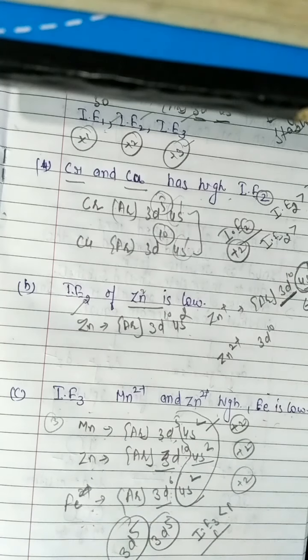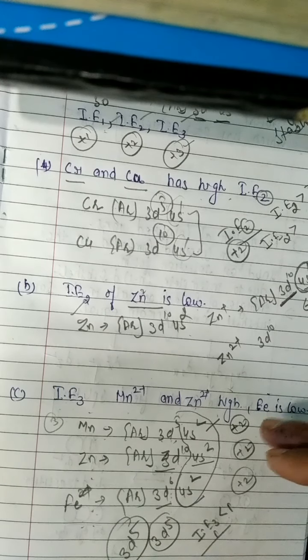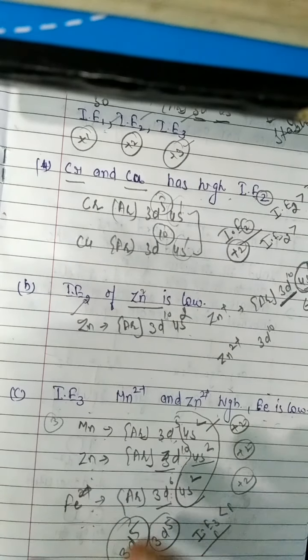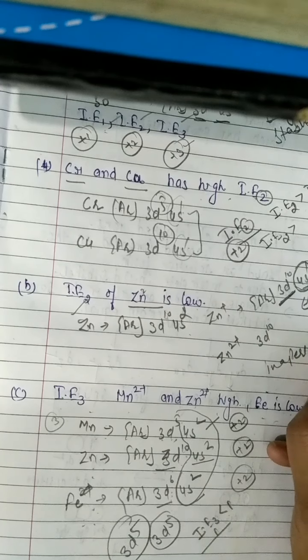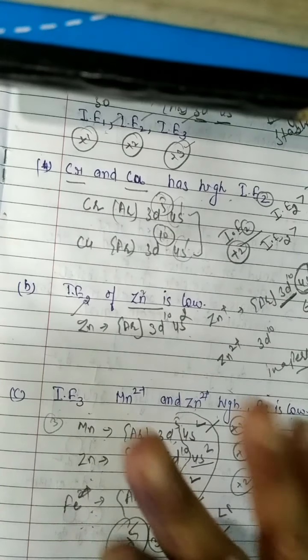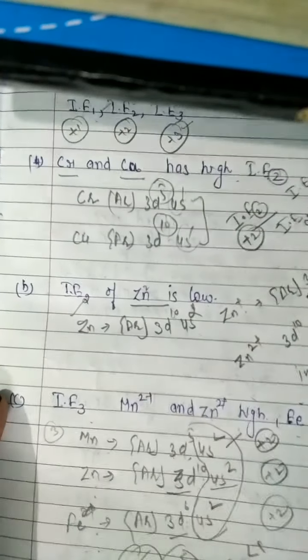In that question, these are the most important and simple questions. They are based only on the configuration. Firstly you have to write the configuration, and after that you write the answer to this question. Clear? This is about the ionization enthalpy in a period. We are talking about the period in each and every case. Now we have discussed the ionization enthalpy in a group.